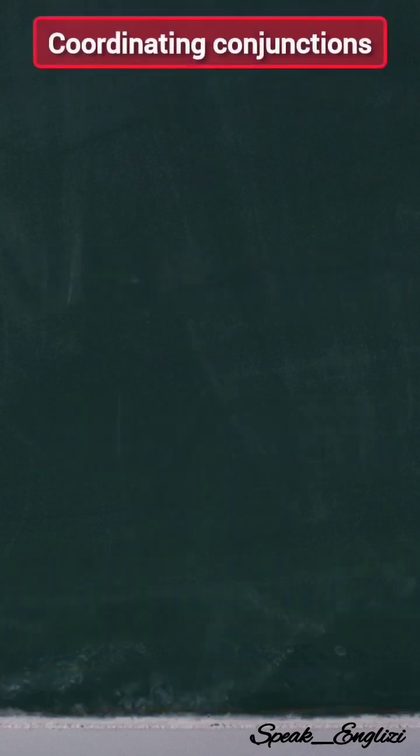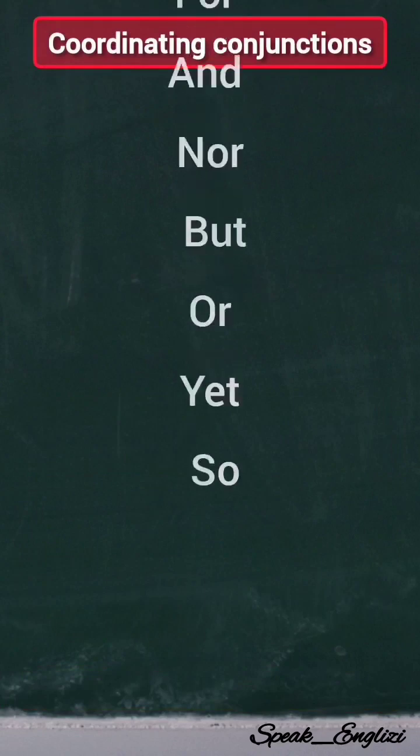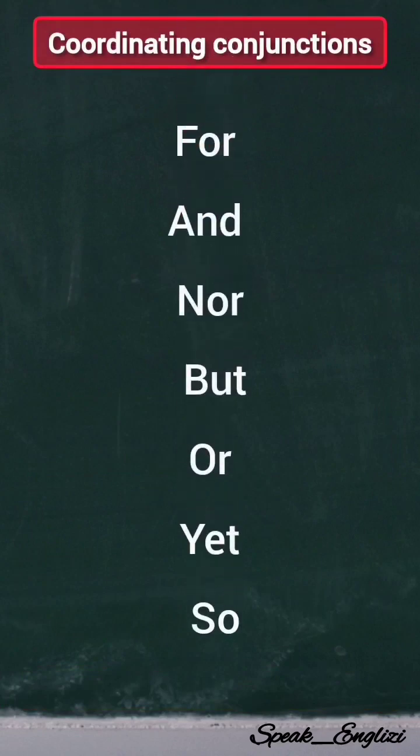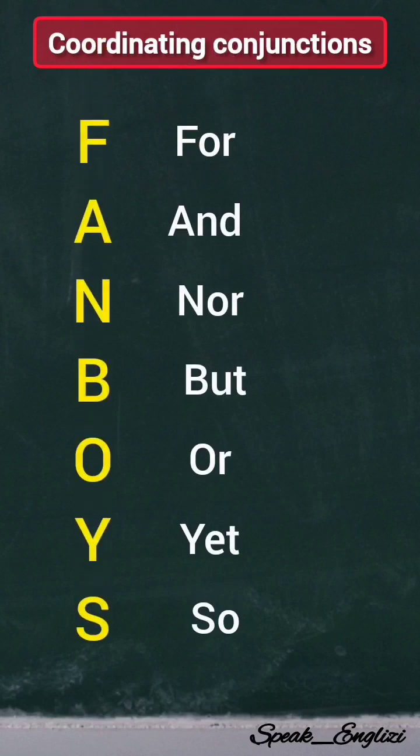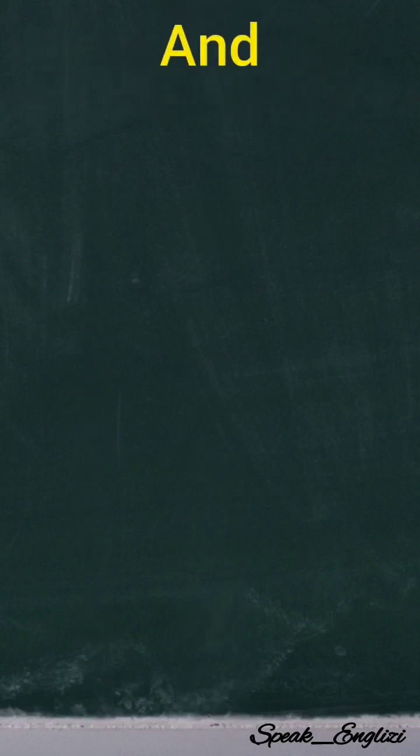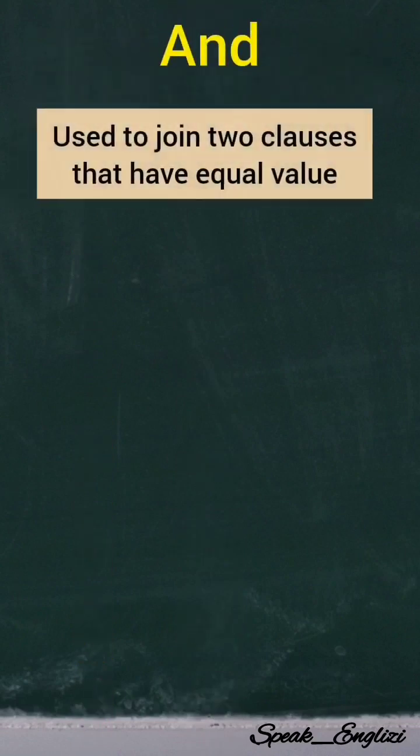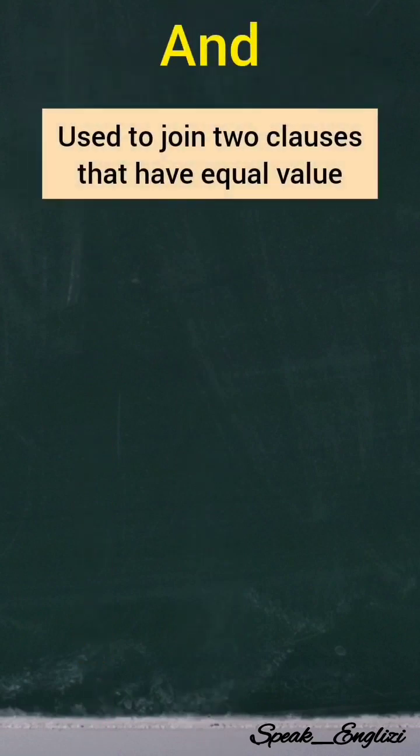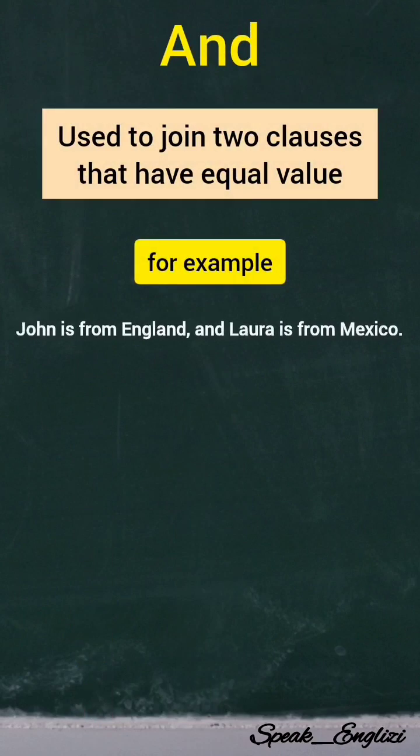We usually join independent clauses with one of the 7 coordinating conjunctions. For, and, nor, but, or, yet, so. Remember them with the mnemonic FANBOYS. And. We use and to join two clauses that have equal value. For example, John is from England and Laura is from Mexico.